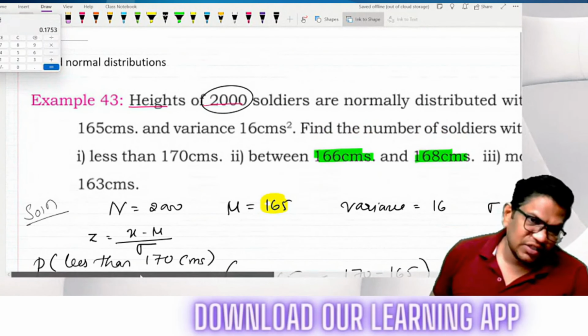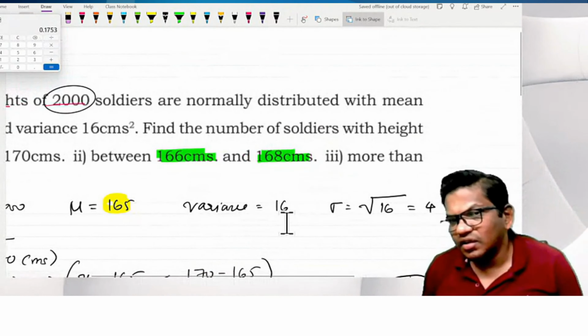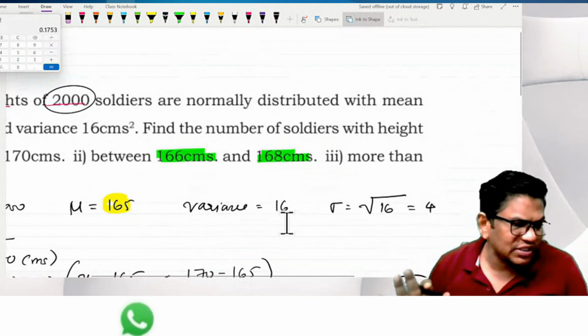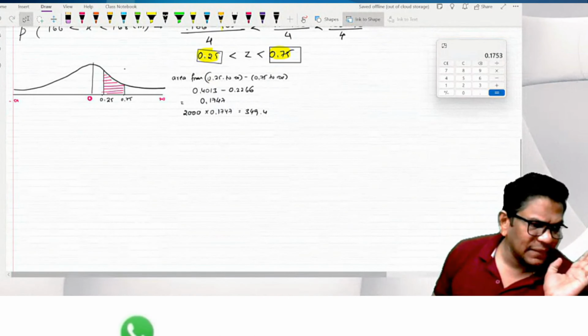And this question carries 8 marks, I think. It has all the options and you'll get easy questions. It's not that hard a question that will come. Next, more than 163. Apply the logic, you can do it very easily. I'm sure you can do it. It's not that difficult. Remember this.